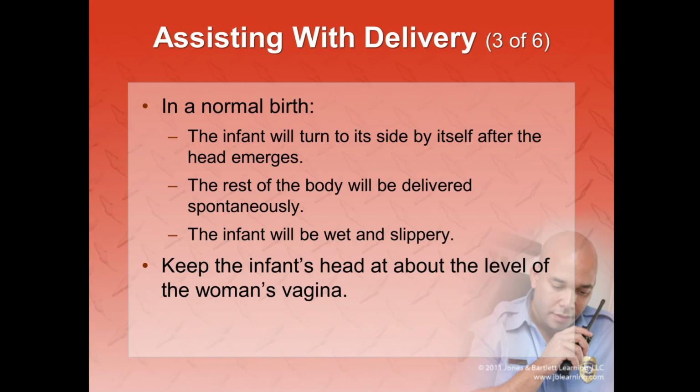Once the infant is delivered, we want to make sure that the infant's head and the body is about the same level as the woman's vagina. Why do we think that is? Well, the reason is because the umbilical cord and the placenta are still attached to mom inside the body, and that's where all the blood and the nutrients are, and there is still a pulse in the umbilical cord during delivery. So we want to make sure we don't either elevate or lower the baby too much from the level of her vagina, to make sure there's no issues with the placenta and the cord.